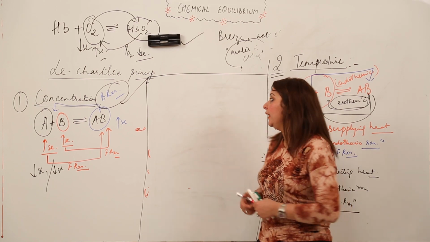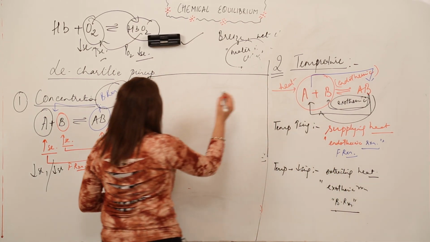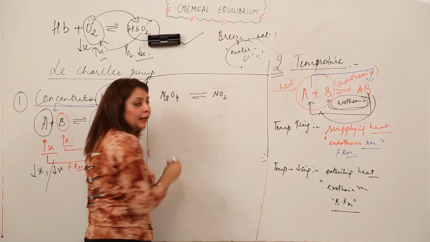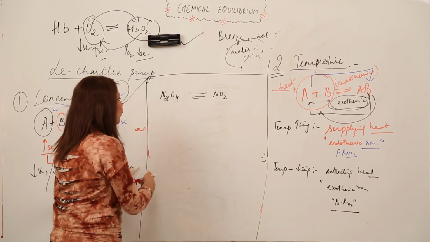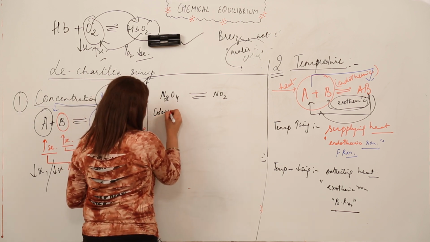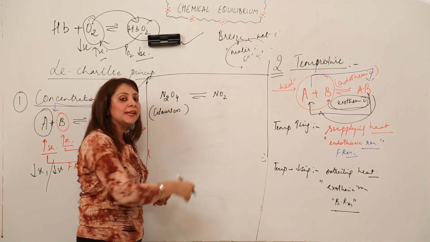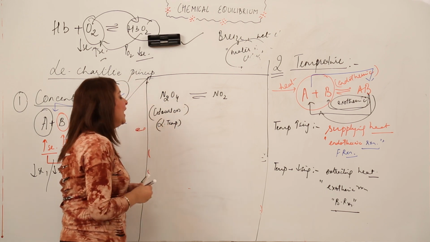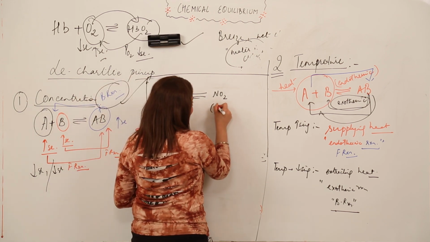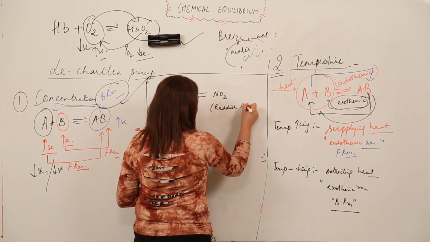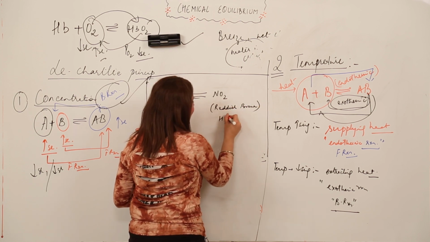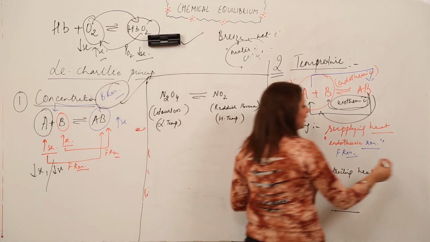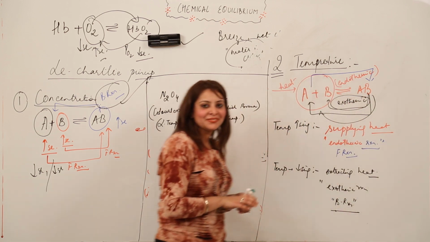There is an equilibrium between NO2 and N2O4. N2O4 is a colorless gas, and we get to see it only at low temperature. NO2 gas has a reddish brown color, and we get to see it at high temperature, and at normal temperature an equilibrium occurs, right?